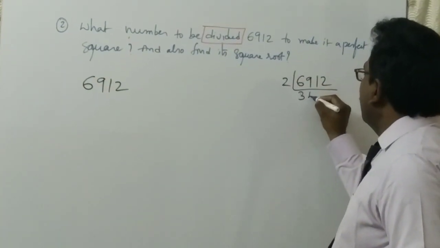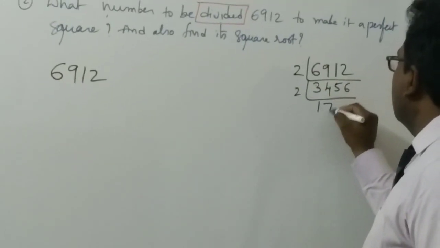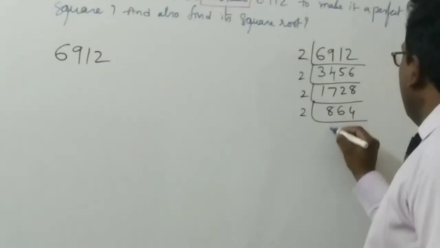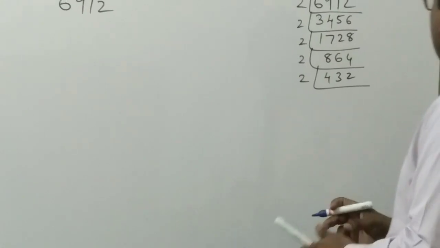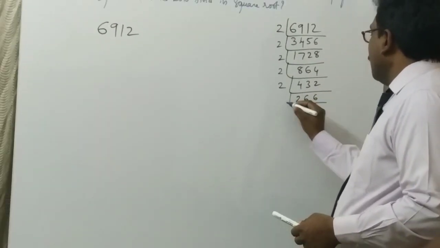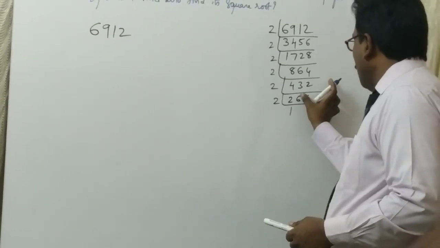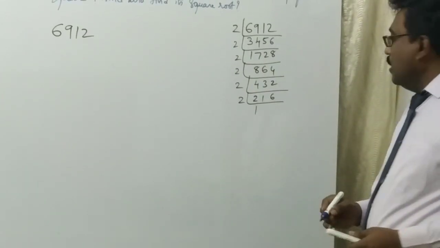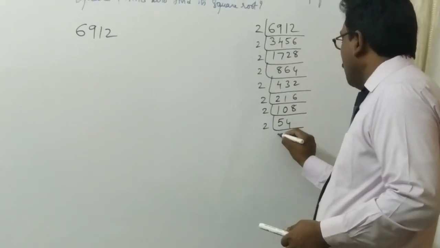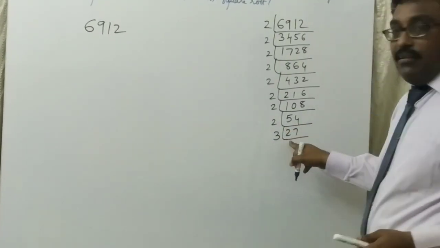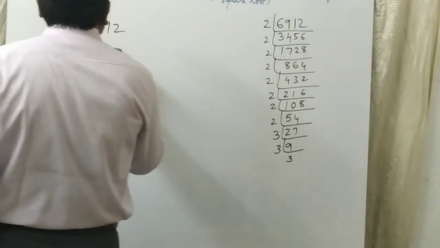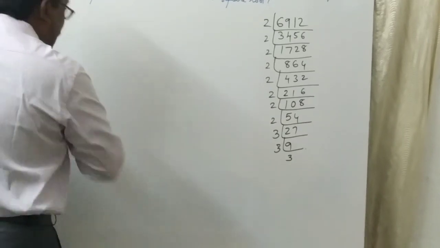2 table. 3 2s are 6, 4 2s are 8, 5, 6. Again 2 table. 1, 7, 2, 8. 2 table. 8, 64. 2 table. 4, 3, 2. Again. 2 table. 2, 6, 6. 2 table. 2, 1, 6. 2 table. 1, 0, 8. 2 table. 54. 2 table, 27. 3 table, from 27 onwards 2 table doesn't go. 9. 3 table, 3.